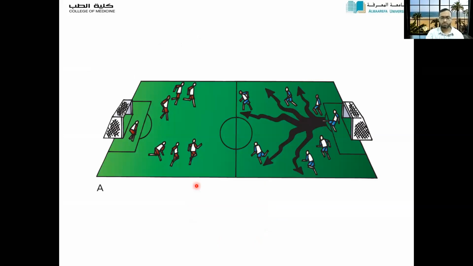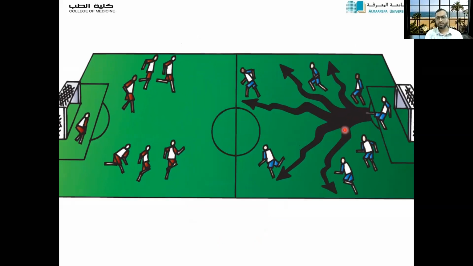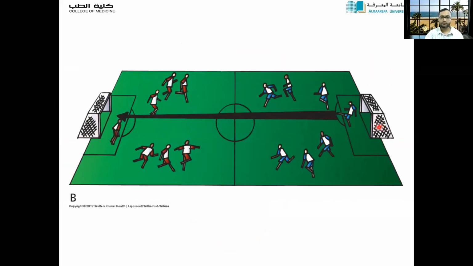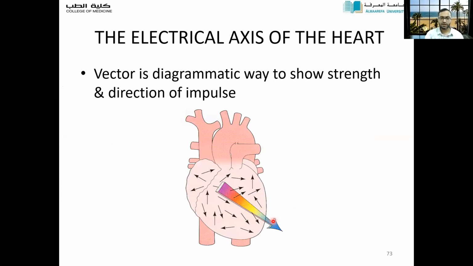And to understand this, you have to look at the football field, what we are doing in a football game. You know that in football, there are many players, and they pass the ball to each other. So the ball may go in this direction, in this direction, in this direction. All players are playing in different directions. But for this team A, if I ask you what is their mean direction of play, you will say the mean direction of play of team A is from right to left. And this is what we mean by the mean electrical axis of the heart.